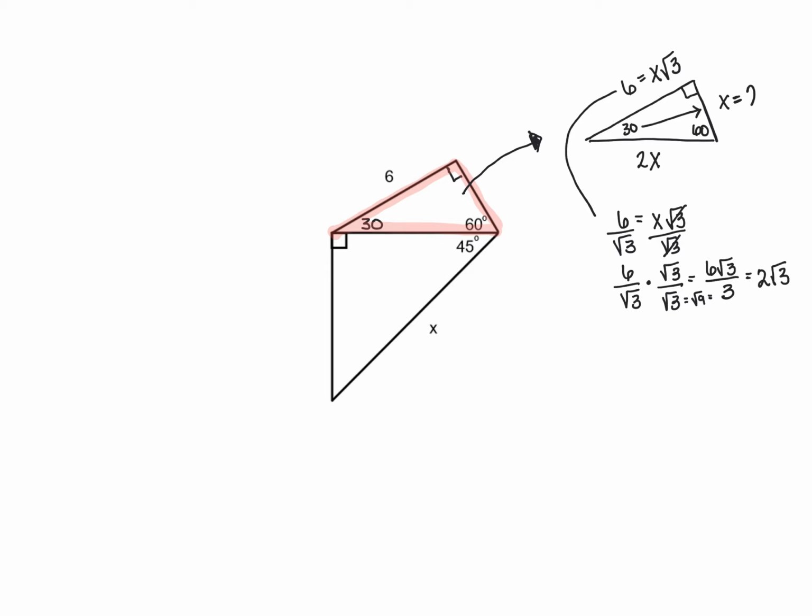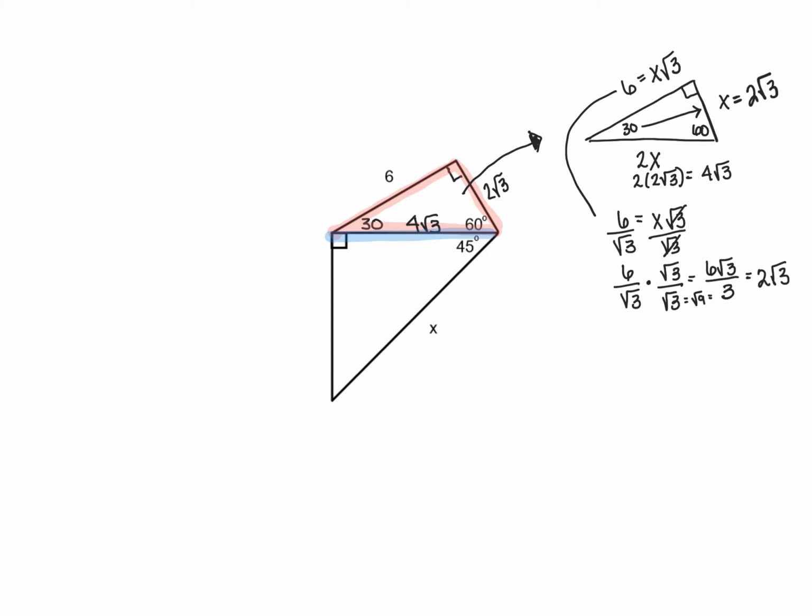I can then plug that back in up top. So on the right side, I have that side that is 2 square root of 3. And here, I have 2 times 2 square root of 3, which is just 4 square root of 3. If I go back to my original triangle and label those, it would look like this. And then I can move to my bottom triangle to start solving for that missing side.